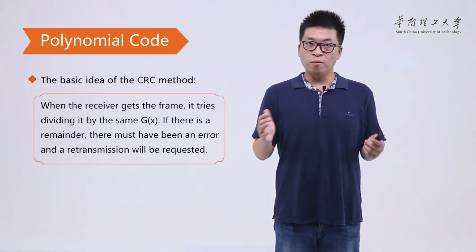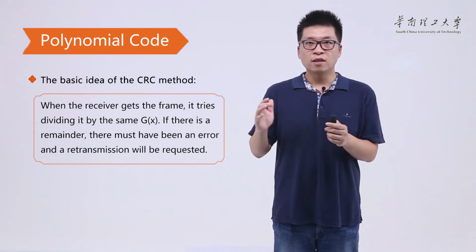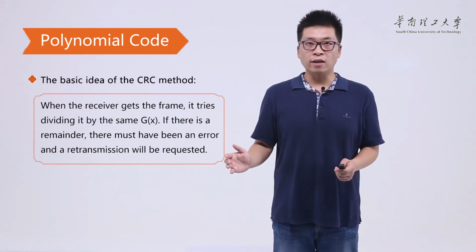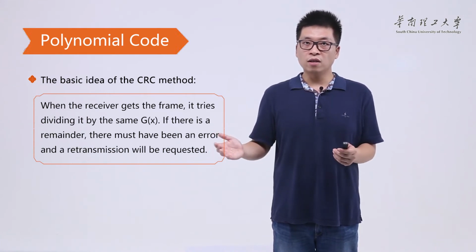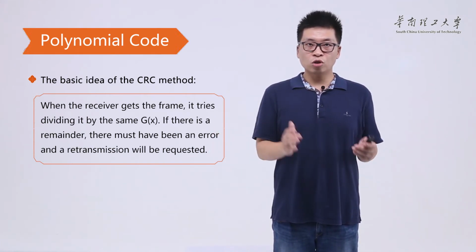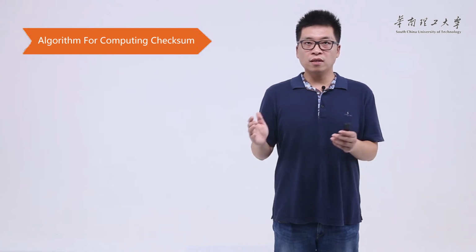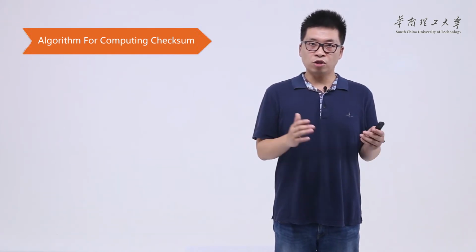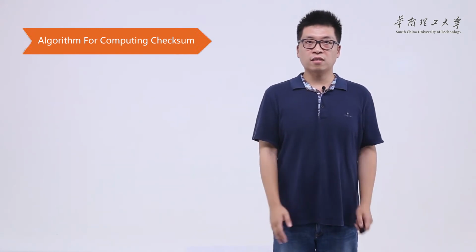If there is a remainder, there must have been something wrong. There must be some error, and a retransmission will be required, because in theory, if everything goes fine, the checksummed frame should be divisible by Gx. So now we think about how we compute the checksum, how we make sure the checksummed frame can be divisible by Gx.